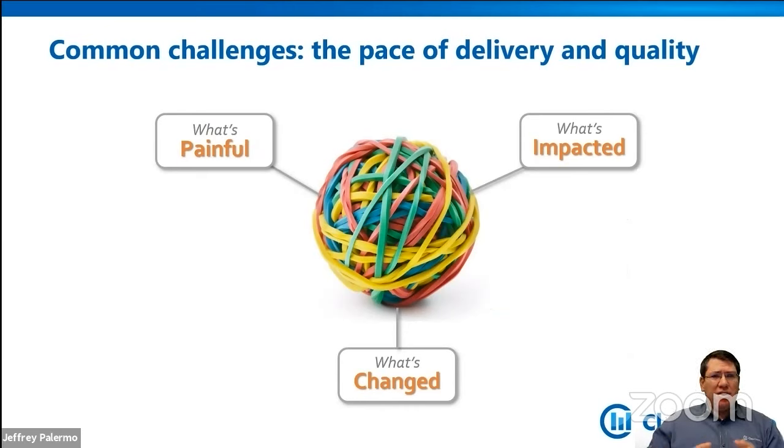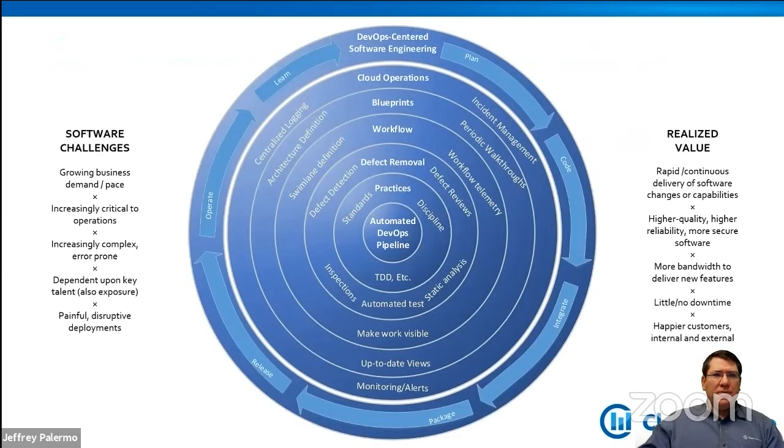Common challenges across all of our clients, and I'm sure some of those resonate with you, are the pace of delivery and quality of the software. And some of you may have a software system that kind of looks like this ball of rubber bands. You're constantly asking, why is it so painful? What's this change going to impact? Things like that. So here is our model for what it means to have DevOps-centered software engineering. And we're going to walk through this model because each of these is important.